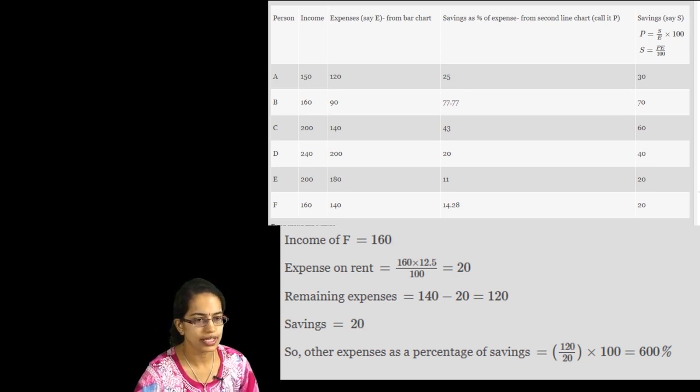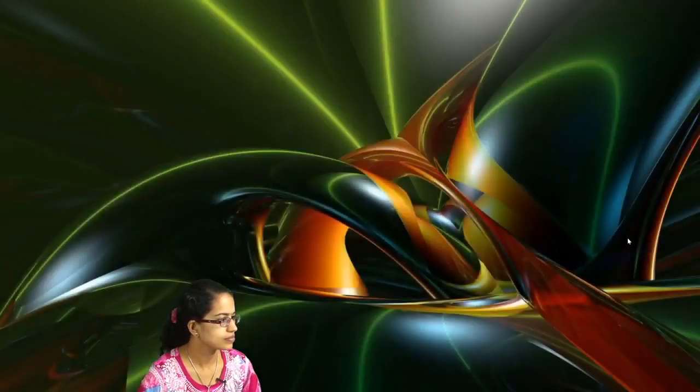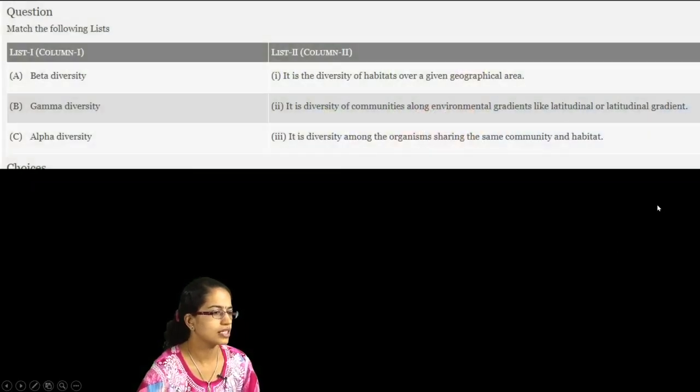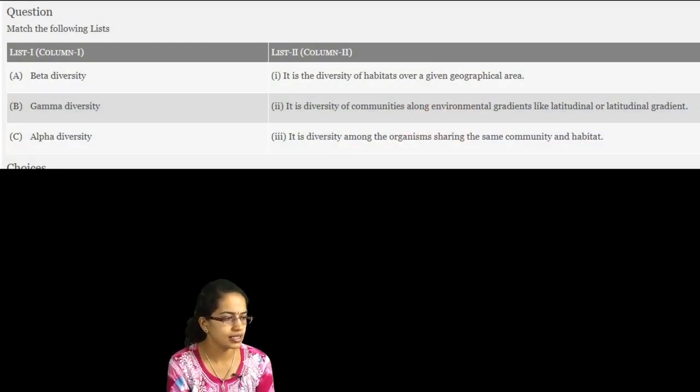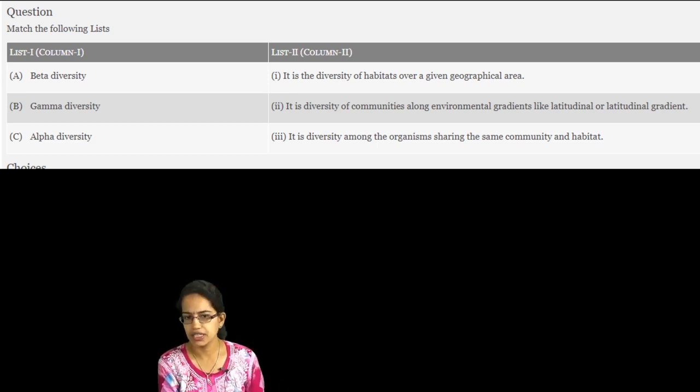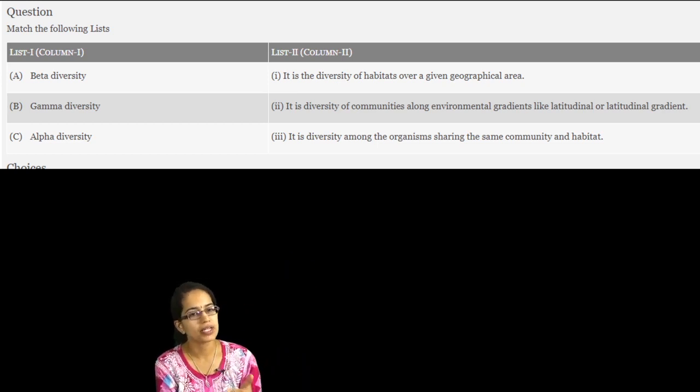Okay, so both the TI questions and this question is clear. The next question talks about biodiversity. Now you have beta, gamma and alpha biodiversity. Let's understand the terms first. So we have three types of biodiversity, and these are the Greek letters alpha, beta and gamma.